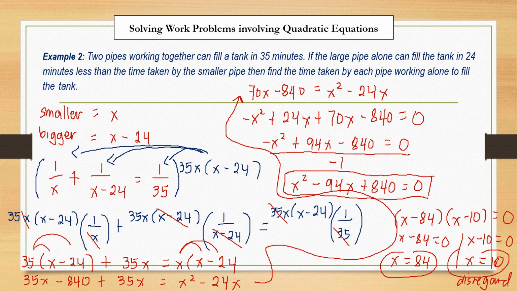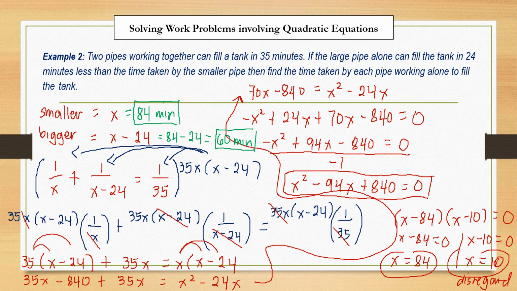So for the smaller pipe, it is represented by x, so the smaller pipe can finish filling the tank in 84 minutes. For the bigger pipe, we have x minus 24. So if x is 84, that will be 84 minus 24, and that is equal to 60 minutes. Therefore, the smaller pipe can fill the tank in 84 minutes, while the bigger pipe can fill it in 60 minutes.